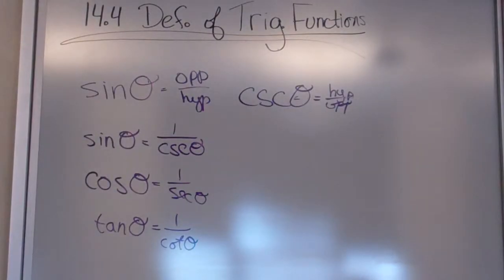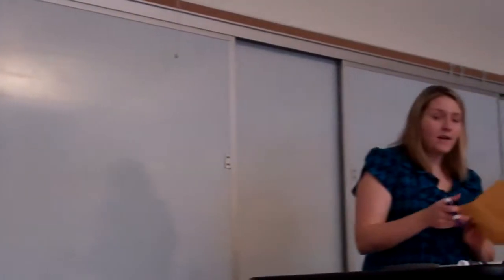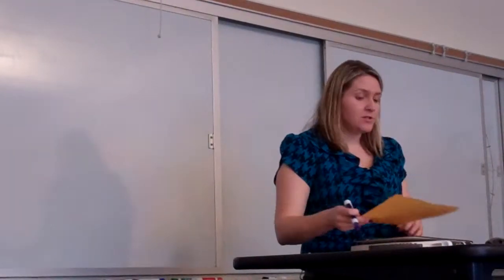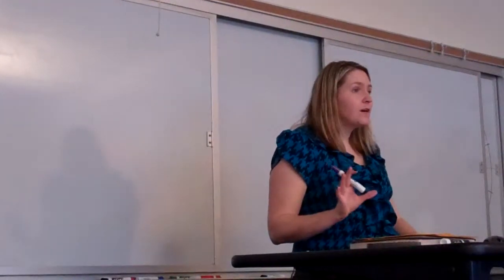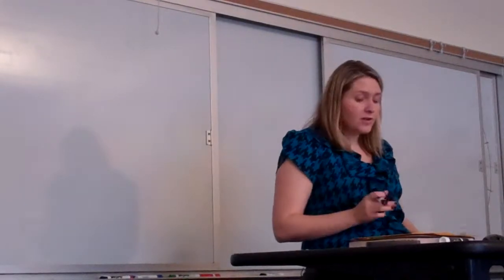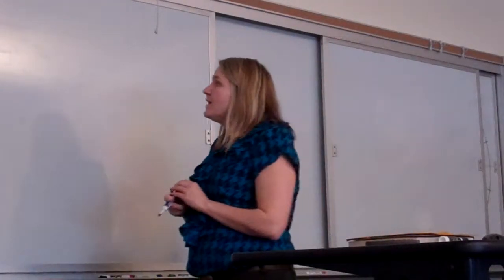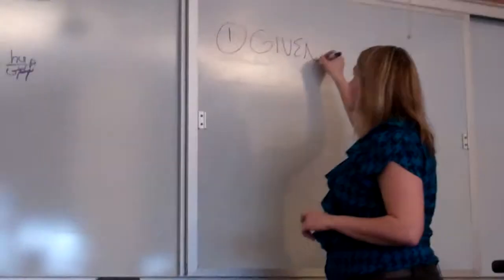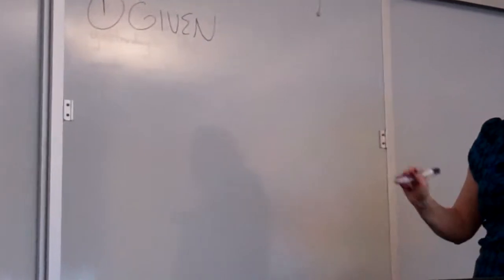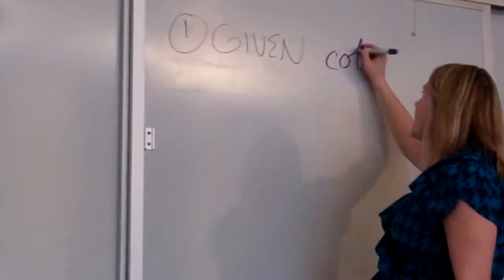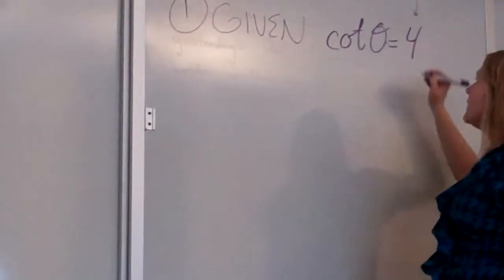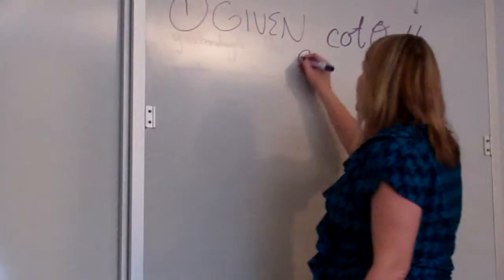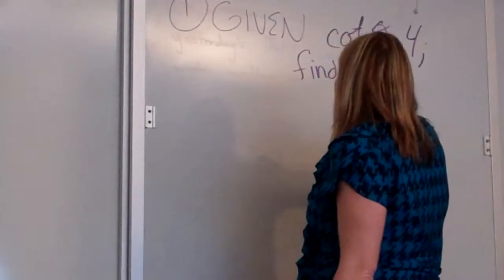This should actually be somewhat of a review for you guys today from some of the stuff that we talked about in geometry. We're going to be knowing our trig functions and using them to find other trig functions. So we'll start out with a real easy one: given that cotangent theta equals 4, I want you to find tangent.